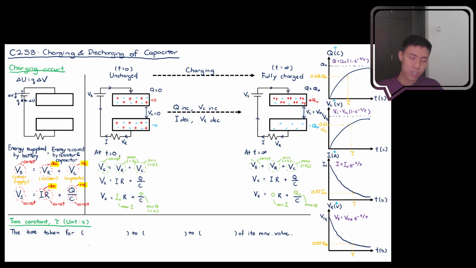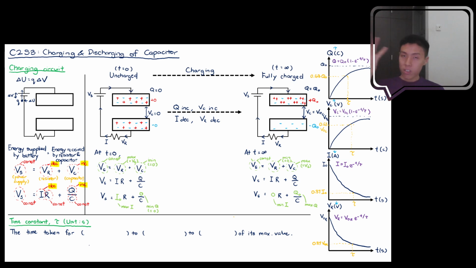Okay, it's a reference time to let us know how much time it takes to charge until a certain level, and how much time it takes to fall to a certain level. So if I tell you today I have two charging circuits, one charging circuit is 100 second tau, one charging circuit is 200 second tau.